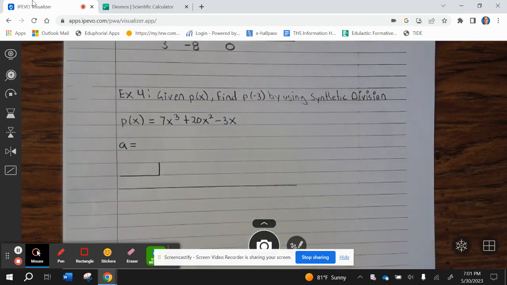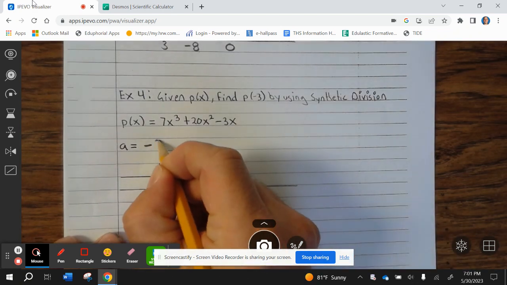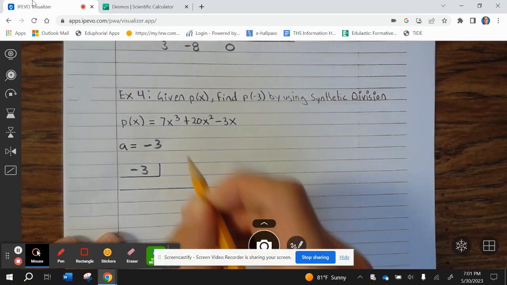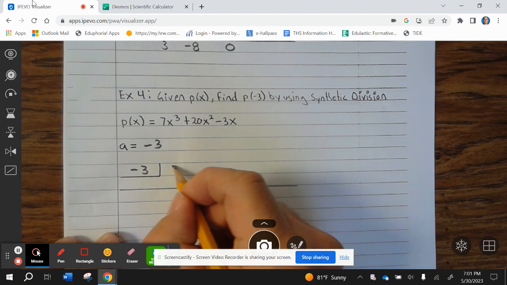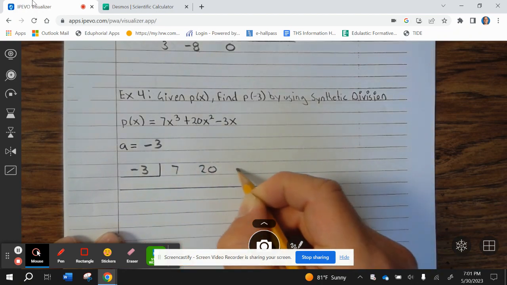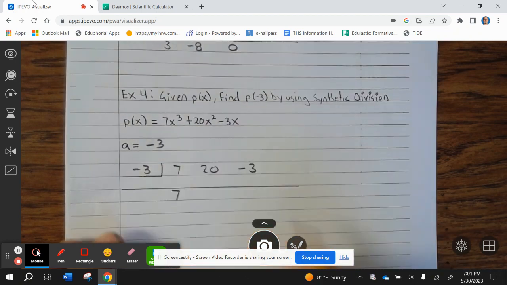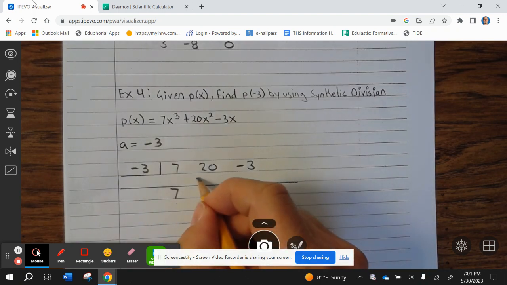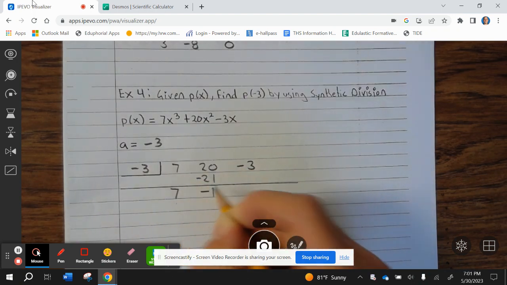Example 4: given p of x, find p of negative 3 by using synthetic division. So a is negative 3. We bring down; we have cubed, squared, x, so we're good. 7, 20, negative 3. Bring down the 7. Negative 3 times 7 is negative 21. This combines to be negative 1.